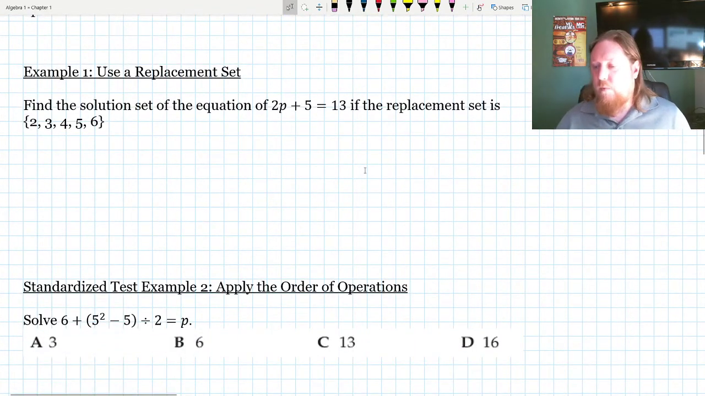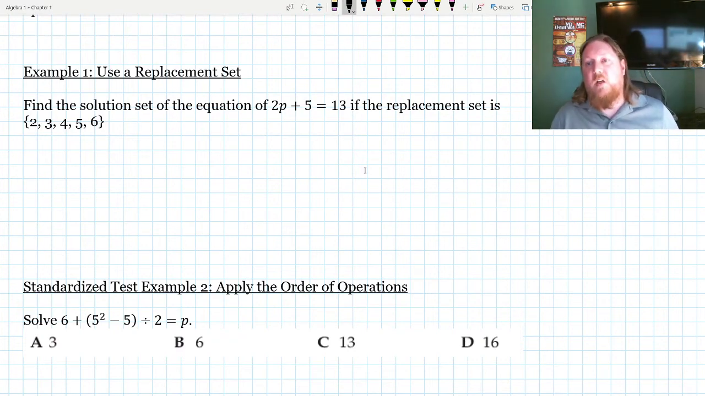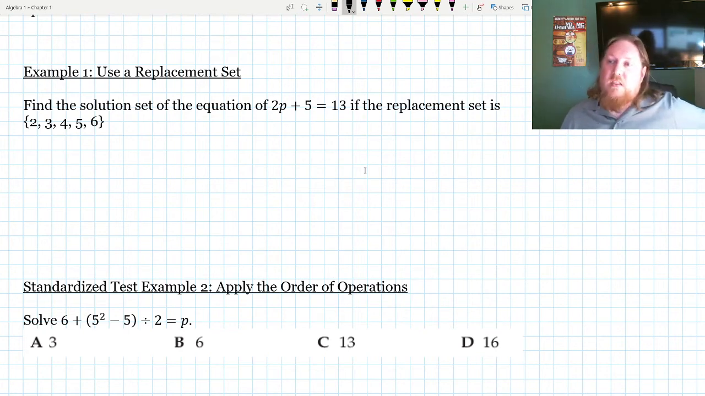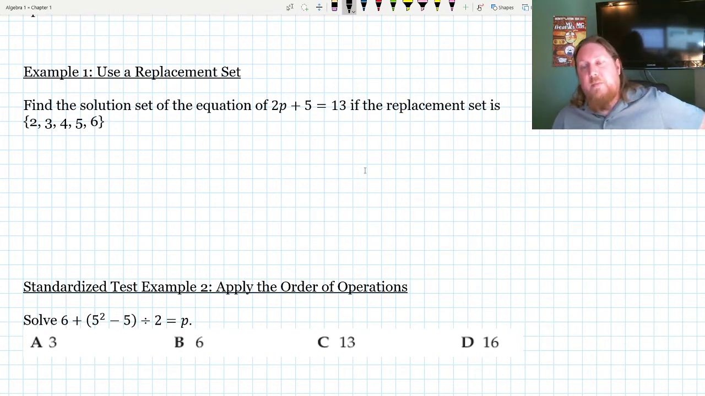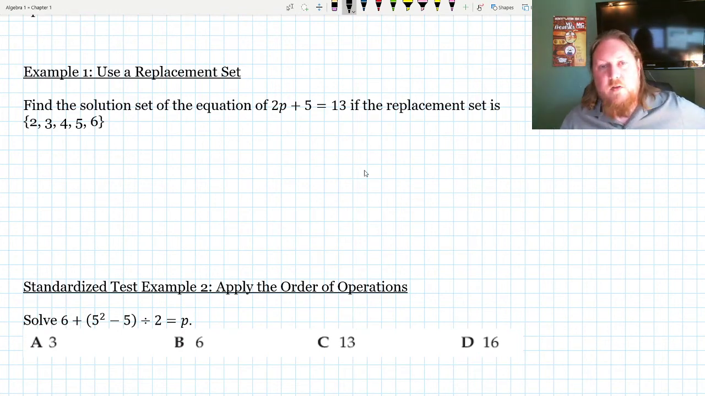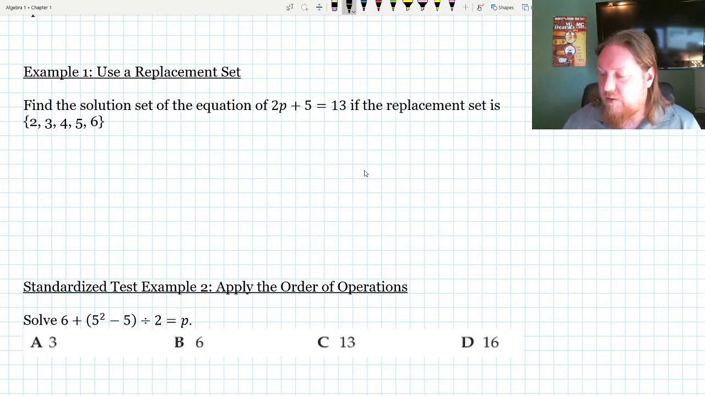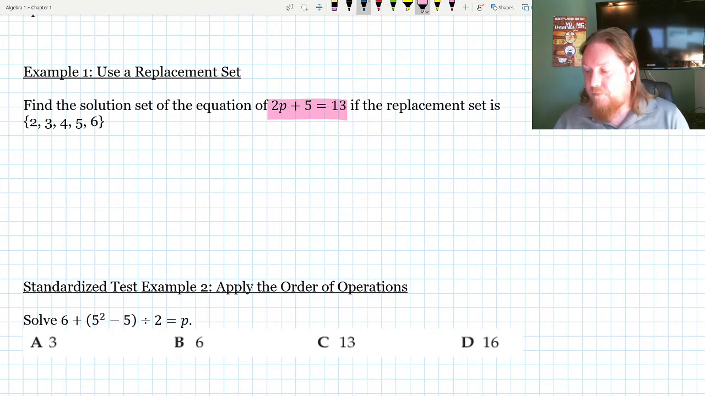So, example 1, use a replacement set. We're going to find the solution set of the equation 2p plus 5 equals 13 if the replacement set is 2, 3, 4, 5, and 6. Now what's happening here is I've got all of these numbers, 2, 3, 4, 5, and 6. These are all potential solutions to the equation 2p plus 5 equals 13.